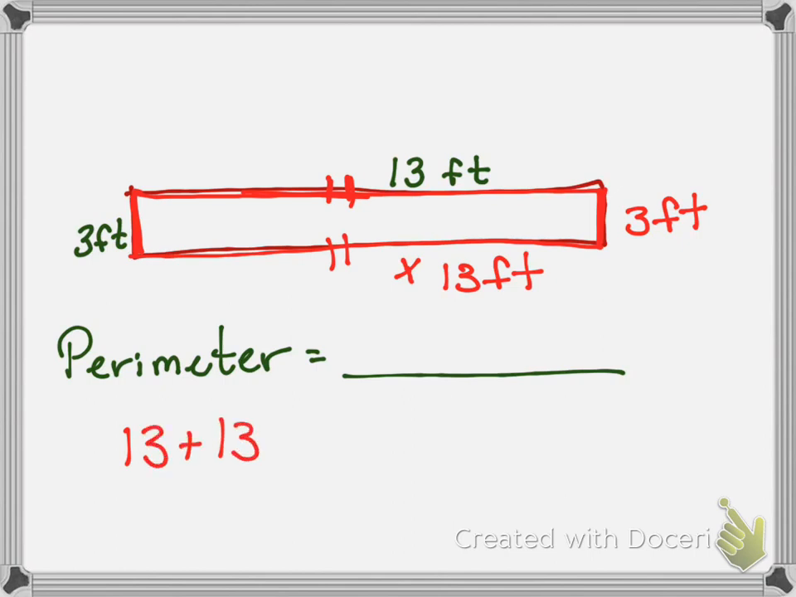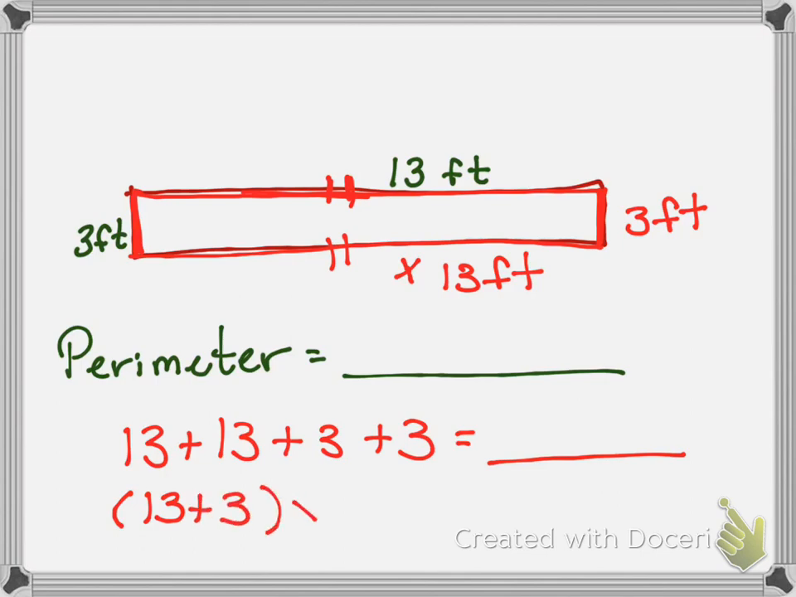13 plus 13 plus 3 plus 3 is equal to the perimeter. And we could use the distributive property. What would go in the parentheses would be 13 plus 3. And we need to multiply that by 2 because it's 2 sets. So 13 plus 3, do the work in the parentheses first. 16 times 2 would equal 32 feet. Make sure we label. So the perimeter of this rectangle is 32 feet.